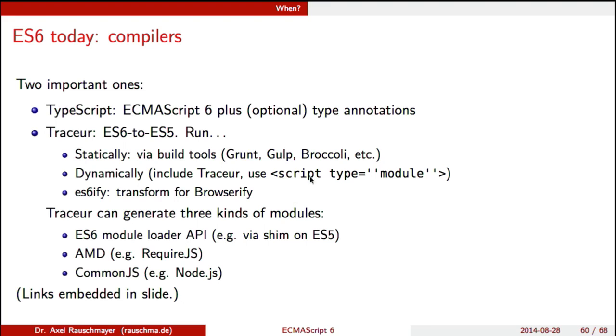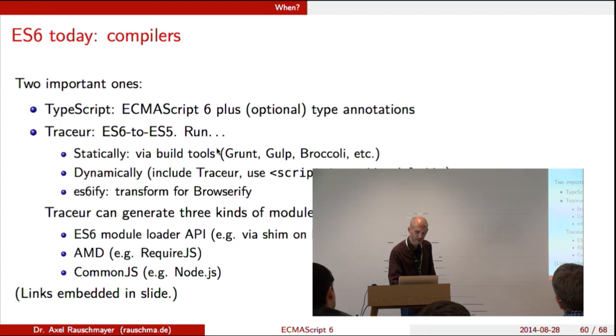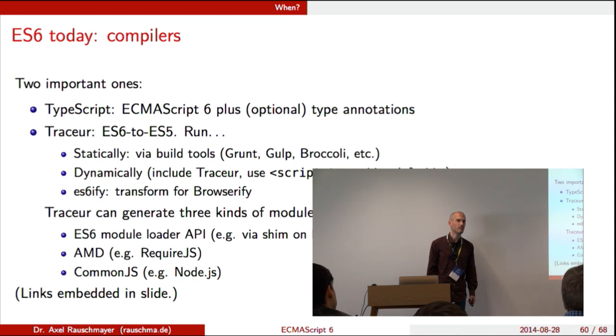And there are several ways you can get there. There's TypeScript, which is basically ECMAScript 6 plus optional type annotations. And there's Traceur, which is the most popular purely ECMAScript 6 compiler that compiles to ECMAScript 5. And you can run it statically. You can just add it to your build process, and it can be used from Grunt, Gulp, Broccoli, and other build tools. And you can use it dynamically, so you can even compile your ECMAScript 6 code in the browser if you want to.